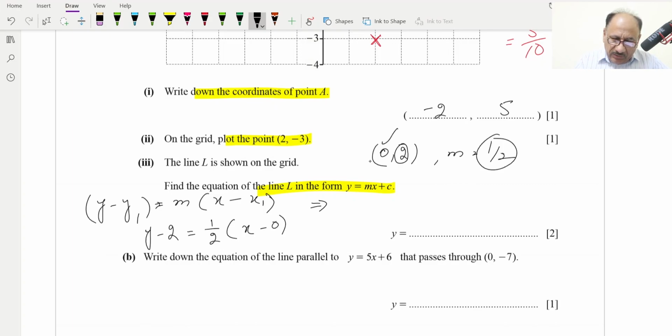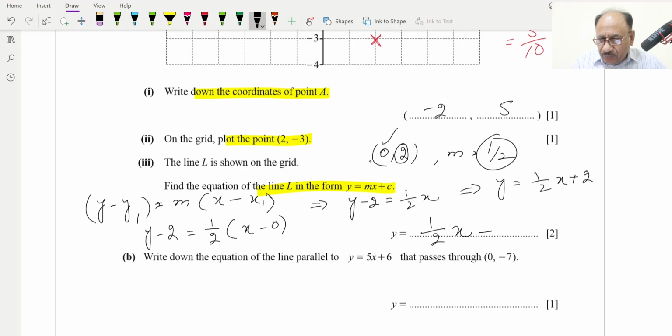And this implies y minus 2 is equal to 1 by 2x, and we can send this 2 to the other side. So this implies y is equal to 1 by 2x plus 2, and this will be our final answer which we can provide over here. y is equal to 1 by 2x plus 2. This will be the final answer, which is a 2 marks question.